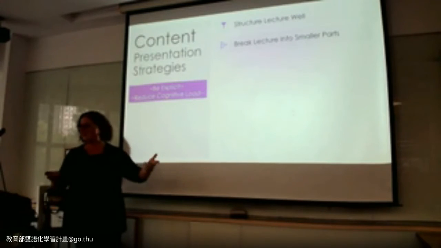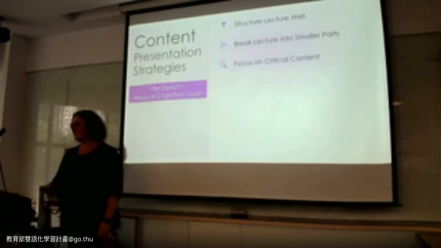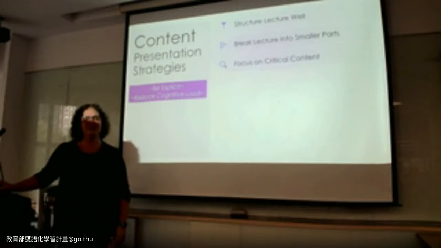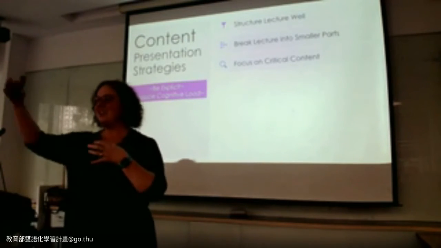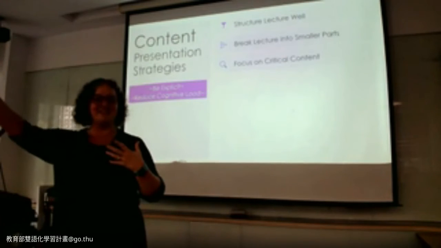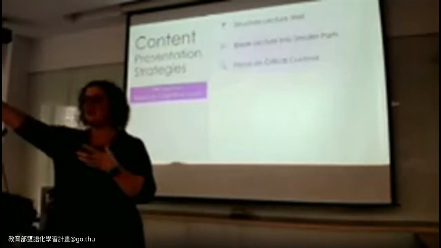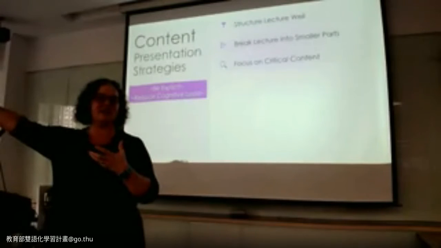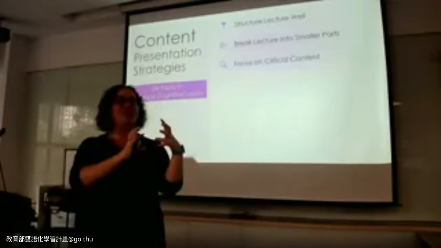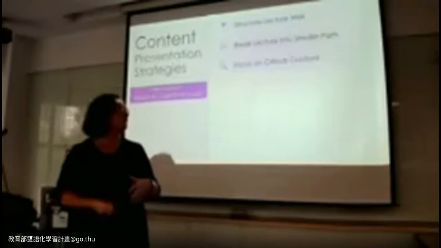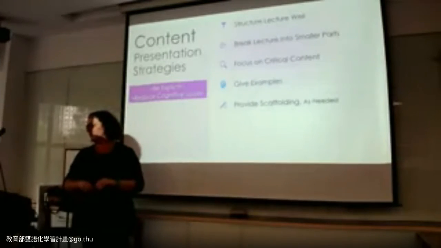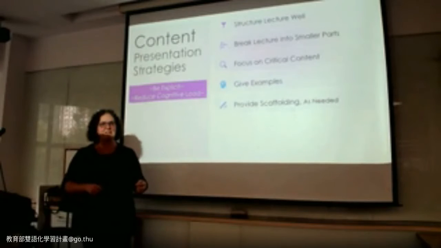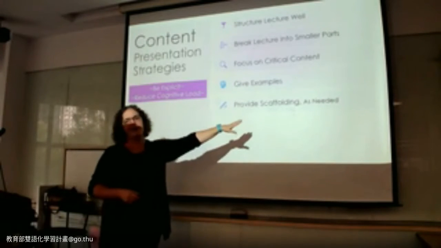It's called chunking in elementary school. Focus on the critical content. Sometimes when we're excited about what we have, we may want to chase rabbit trails because it's fun. But if we get sidetracked with things that are not important, it becomes distracting. So we want to focus on the things that are critical, the things they must understand. Give examples. Provide scaffolding as needed.